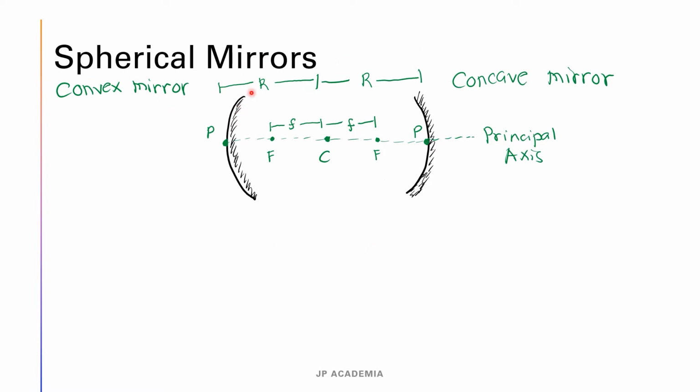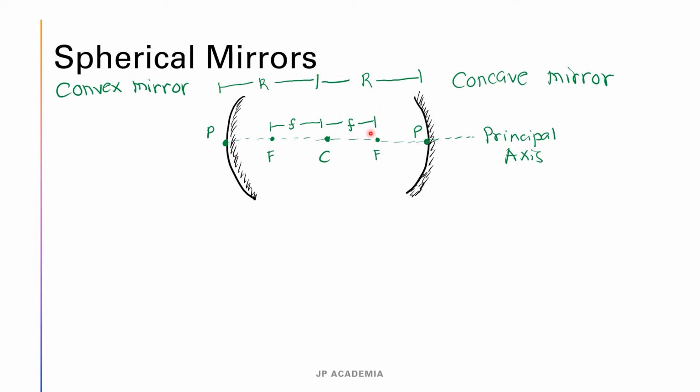We have here the convex mirror. Then at the right side, we have the concave mirror. Next, we have the center of curvature C. This is the point in the center of the sphere from which the mirror is formed. Next part is the principal focus, or focus F, capital F. This refers to the midway point between the point P and the center of curvature C. In my drawing, note that the distance PF is equal to the distance FC.